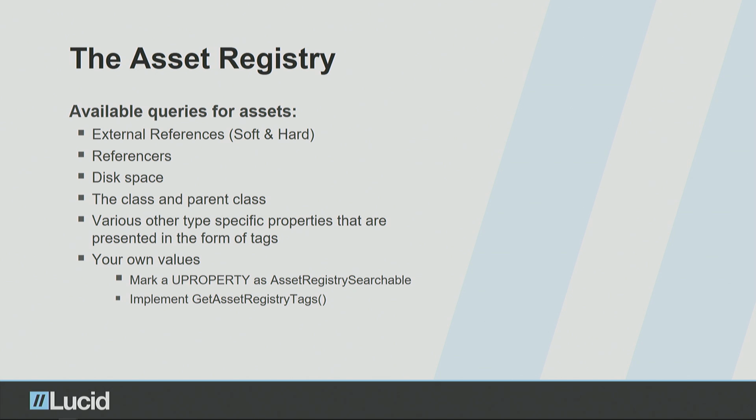There's a lot of information you can get from this. You can get the disk space, and all the reference information about what hard references they have and what objects hard reference them. You can create a lot of tools for categorizing and cataloging your assets and their respective sizes. You can also add your own data: you can add new properties that will get saved to the asset registry, and you can also write something that will fill in the tag container that the asset registry has for each asset.